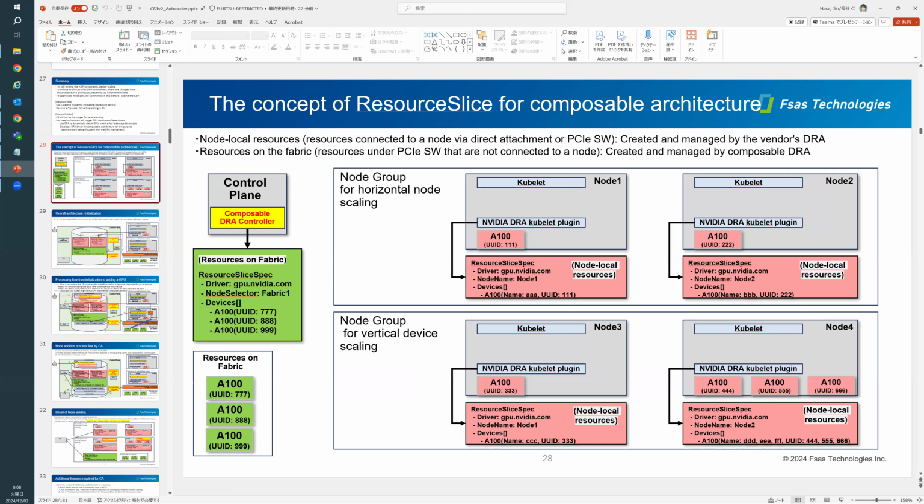Next, I would like to explain the concept of resource slice for composable architecture. There are two types of resource slices. The first is node local resources.